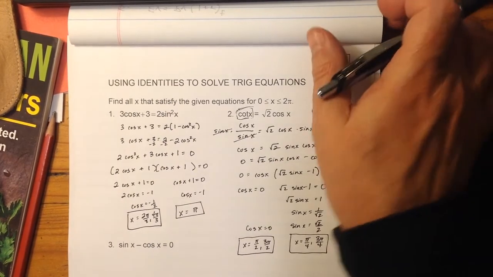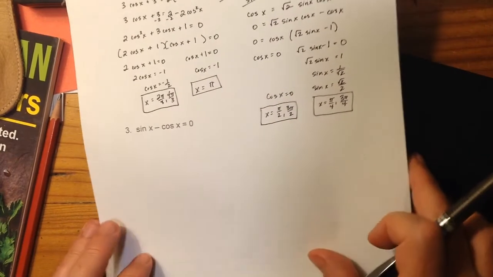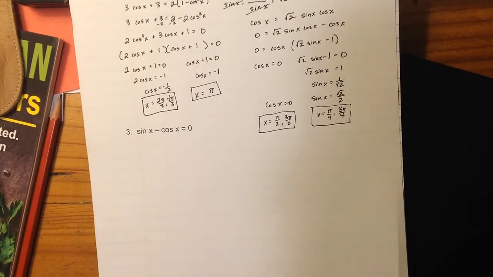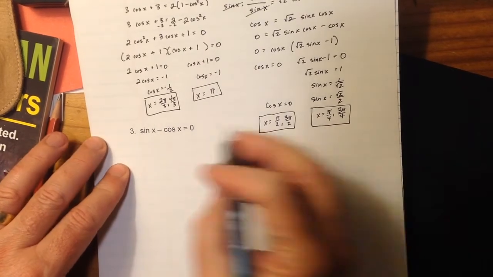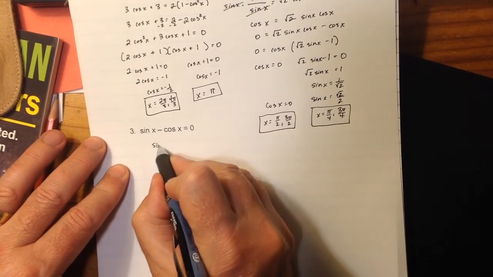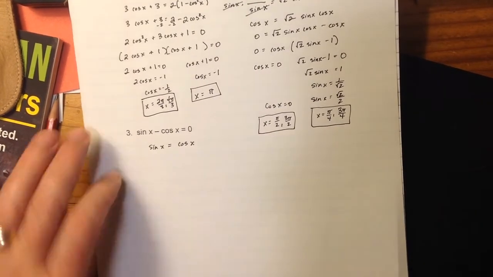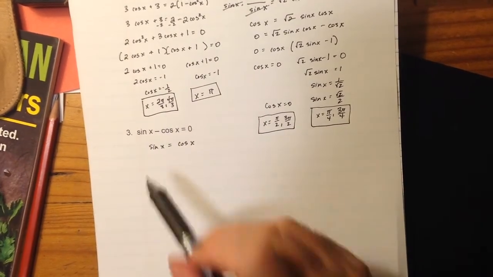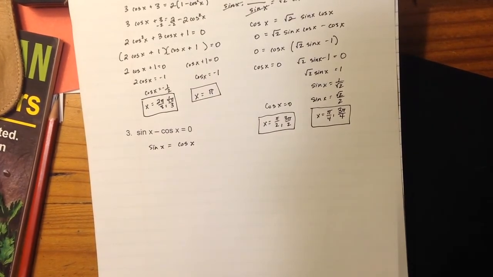All right, last one, number 3. Sine x minus cosine x equals 0. So this one, I can't factor it, so I'm just going to add cosine x to the other side. I'm going to say sine x equals cosine x. Remember that sine is my y value, cosine is my x value. So basically we're just saying, all right, where does y equal x?